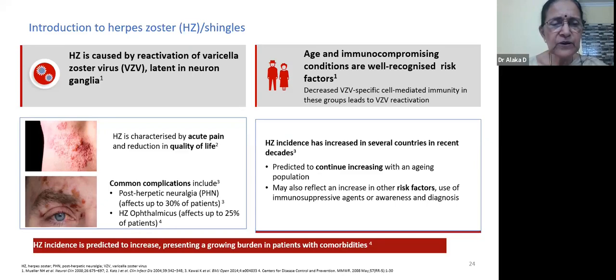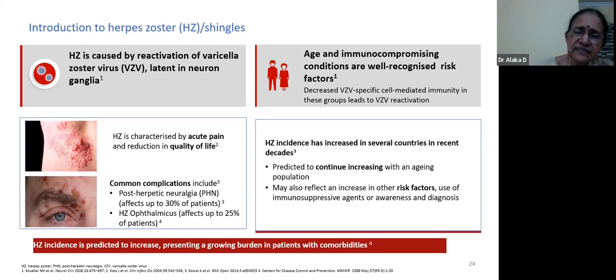You have seen herpes zoster. It is characterized by acute pain, and because of that pain and then post-herpetic complications, the quality of life is reduced. Common complications include post-herpetic neuralgia, which can affect up to 30% of patients, and it's a very, very painful condition. And herpes zoster ophthalmicus is a very serious condition.